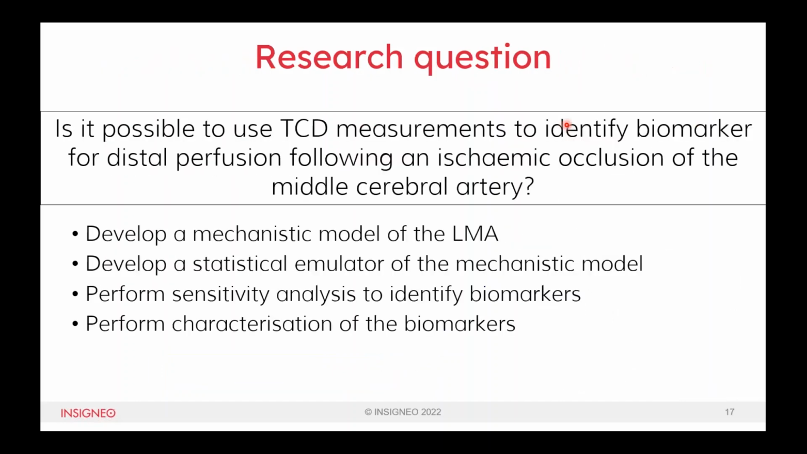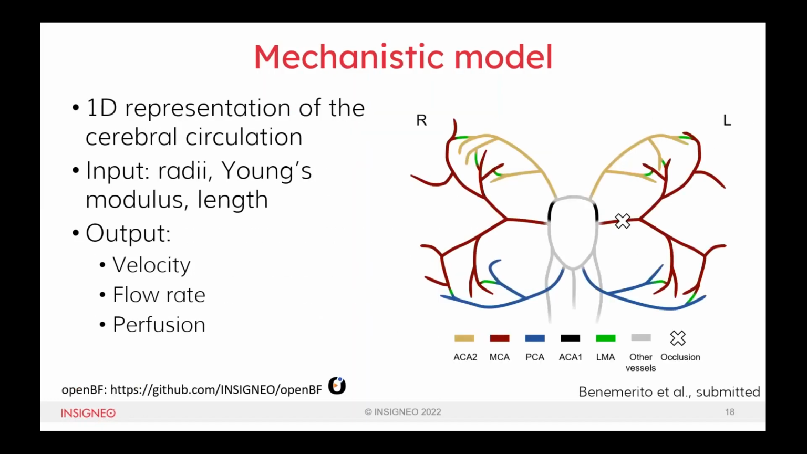But this leads directly to our research question, which is: is it possible to use TCD measurements to identify biomarkers for distal perfusion following a stroke in the middle cerebral artery? Now we will try to answer this question using a combination of mechanistic modeling and statistical modeling. The mechanistic model will be the development of a computational model of the brain circulation, and with the statistical part we will describe the brain circulation in a large population of stroke patients.